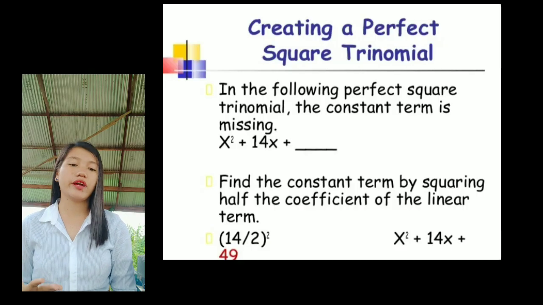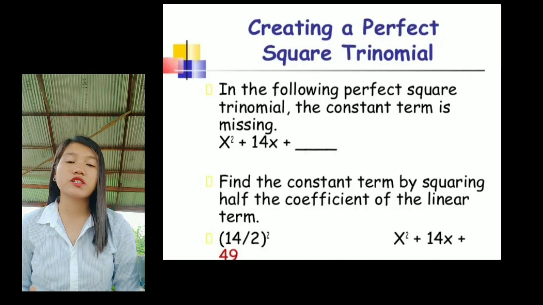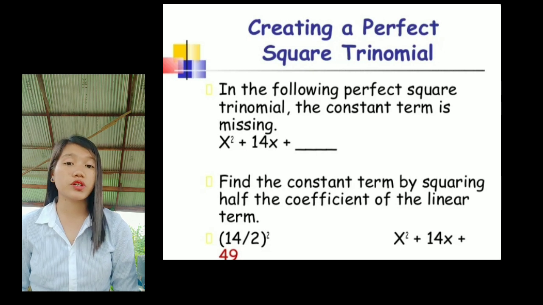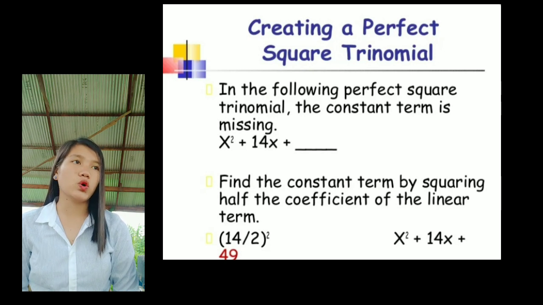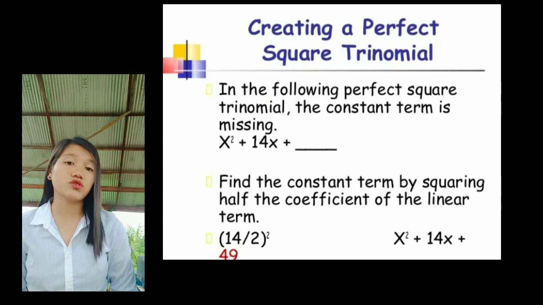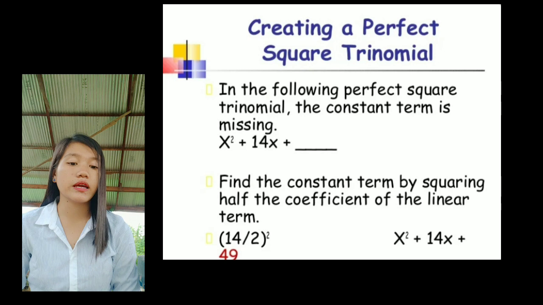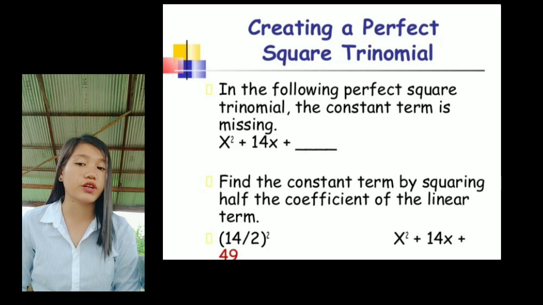Before we discuss the quadratic equation, we will be discussing how to create and solve for the perfect square trinomials. In the following perfect square trinomial, the constant term is missing: x squared plus 14x plus blank. So we need to know what the last term of this equation is. Find the constant term by squaring half the coefficient of the linear term.